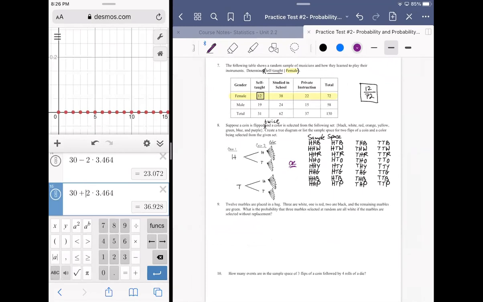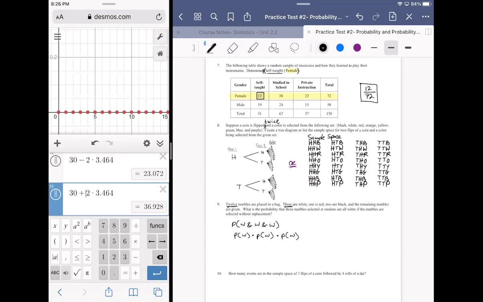All right. Number 9, 12 marbles placed in the bag, 3 white ones. So same question, same idea as number 6. But this time it's what's the probability that 3 marbles selected at random are all white if the marbles are selected without replacement. All right. So we're looking at the probability of getting a white marble and a white marble and a white marble, which would be the probability of getting a white times the probability of getting a white times the probability of getting a white.